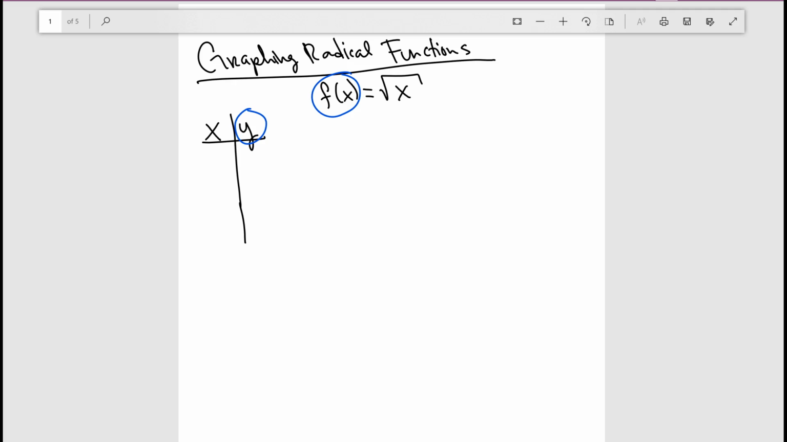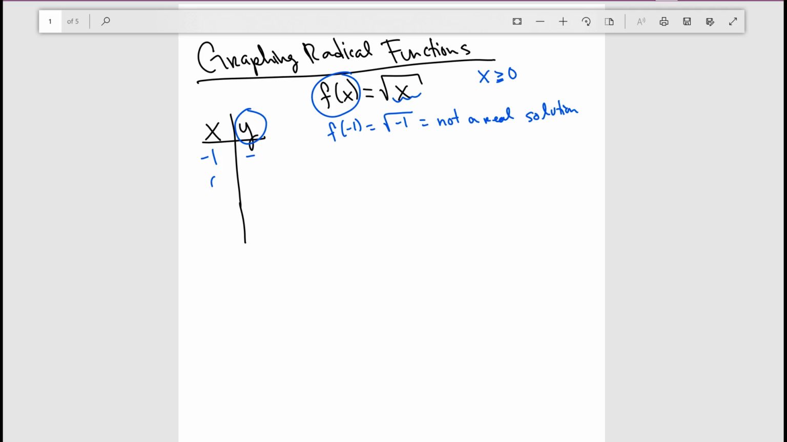Notice if I plug in -1, so I'm plugging in f of -1, this is going to give me the square root of -1. Well, this doesn't give me a real number, so it's not a real solution. So this one you actually will get nothing. What we remember from last time is that you can find the domain of this function by setting the inside greater than or equal to 0. So all the values have to be greater than or equal to 0 in order for this graph to exist. So -1 is probably not a really good example.